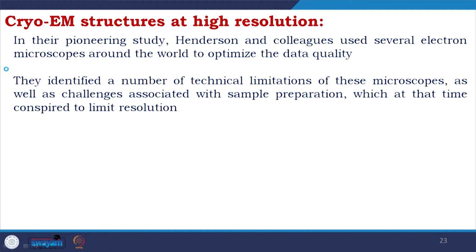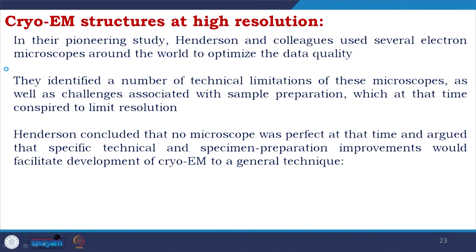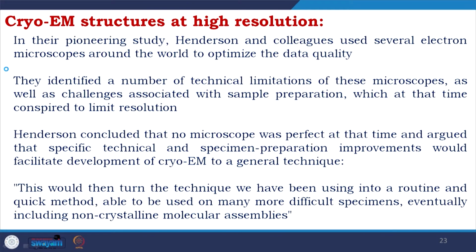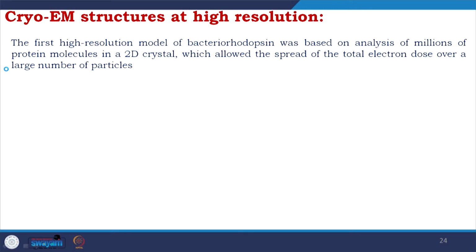So, what they did, they had one sample and they travelled around and got access to different microscopes which were used at that time, and tried to make a comparison and find out the limiting factors. Henderson concluded that no microscope was perfect at that time and argued that specific technical and specimen preparation improvements would facilitate development of cryo-EM into a general technique. This would then turn the technique into a routine and quick method able to be used for many more difficult specimens, eventually including non-crystalline molecular assemblies. So, he was kind of a visionary in this case.